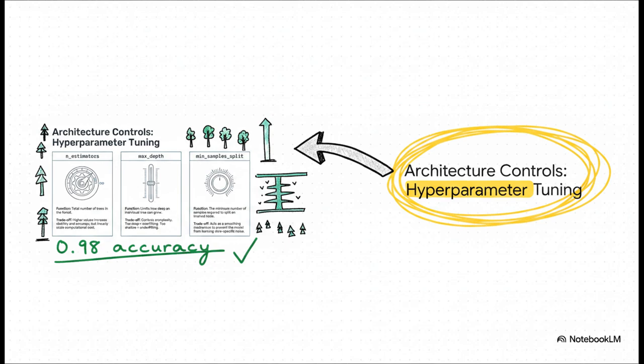For instance, setting n_estimators to 200 gives us a high total number of trees for stability. We control max depth to act as a ceiling on complexity so the trees don't grow too deep and overfit. And we use min_samples_split as a smoothing mechanism to prevent the model from learning ultra-specific noise at the very bottom of the trees. Fine-tuning these dials is exactly what gave us that 0.98 accuracy.